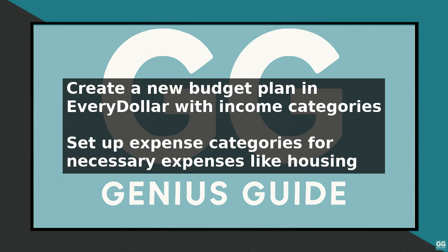After setting up necessary expenses, create categories for discretionary spending, such as entertainment, hobbies, and travel. Again, assign a budgeted amount to each category based on your income and priorities. Finally, set up categories for saving and debt repayment, such as emergency funds, retirement savings, and credit card payments.